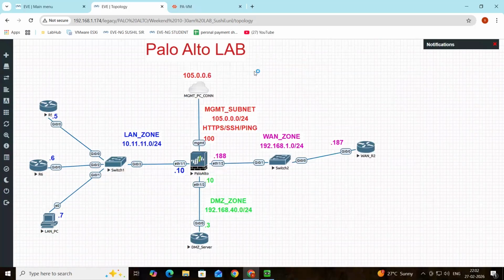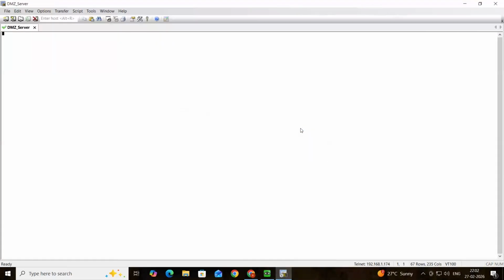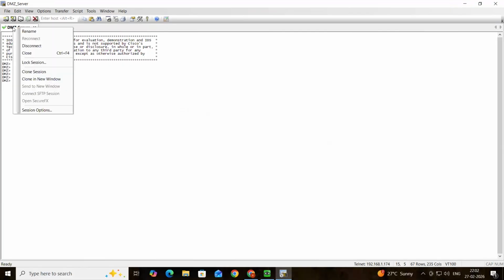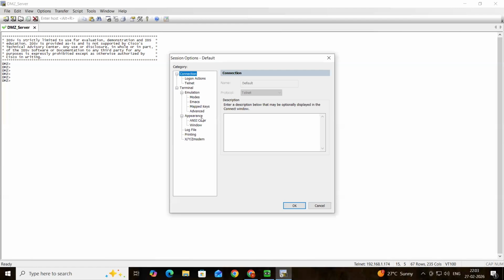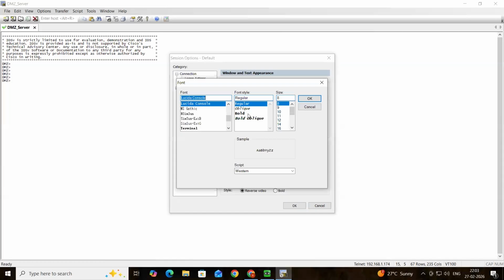Apart from a routing issue, if everything is good but you're still not able to communicate between two different zones, that means the problem is not with your device and not with your routing. It's a firewall rule that is actually stopping you from communicating between zones.